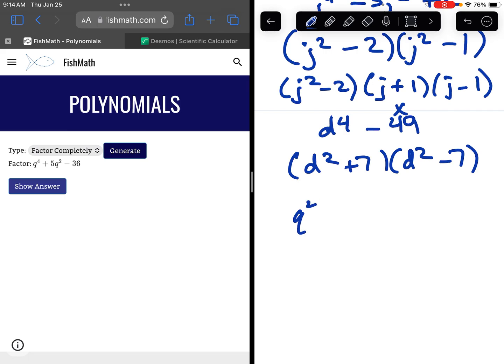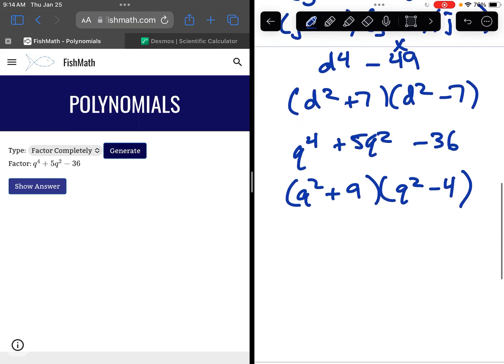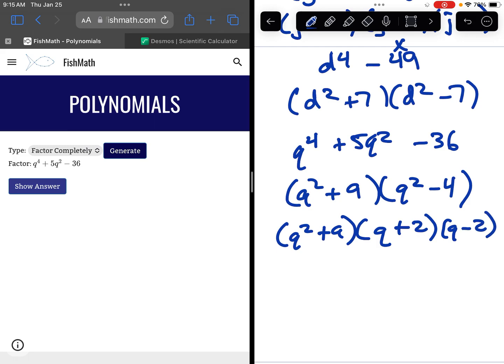Maybe I'll do one more here. q to the fourth plus 5q squared minus 36. This one seems similar to before. So q squared plus 9, q squared minus 4. But then the minus 4 there, we can make into another step because it's a difference of perfect squares. So q plus 2, q minus 2. There we have it.